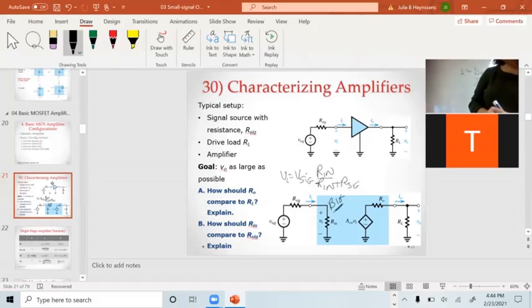Wait, are they in series or are they in parallel? No, they're in series. They share the same current. It's the same problem. It's out of this voltage source. But now we want RL, my V out.